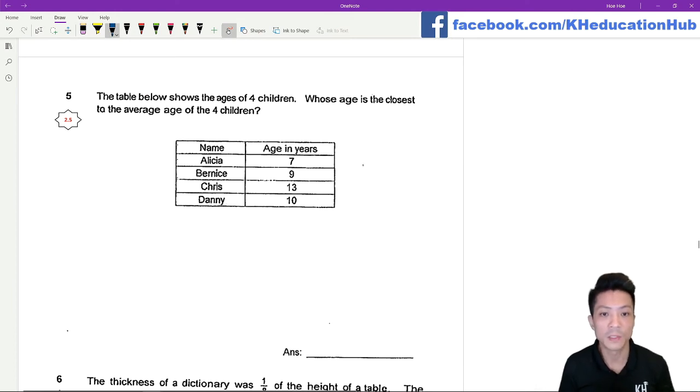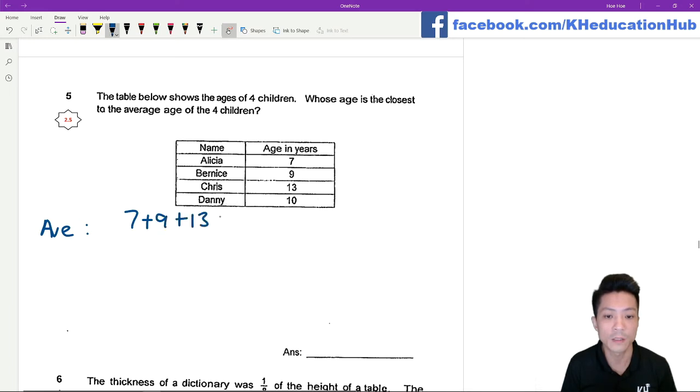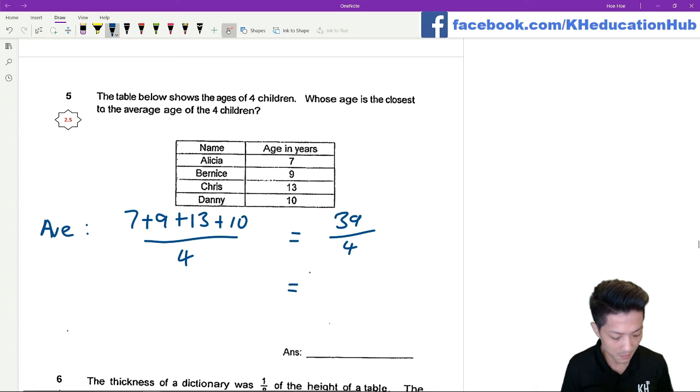Question 5. The table below shows the ages of 4 children. Whose age is the closest to the average age of the 4 children? So we're gonna find the average first. Average age is 7 plus 9 plus 13 plus 10, and everything I will divide by 4. It's gonna be 39 divided by 4. Just double check.